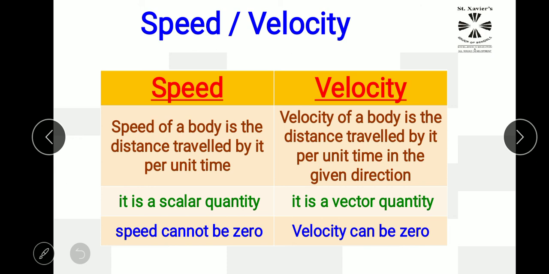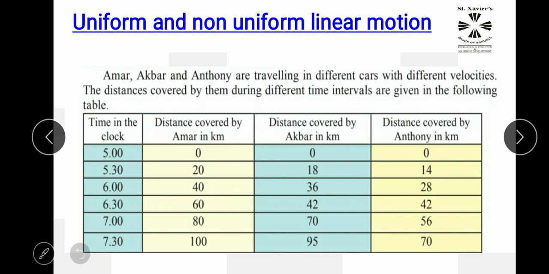Speed and velocity. Speed of a body is the distance traveled by it per unit time, whereas velocity of a body is the distance traveled by it per unit time in the given direction. Speed is a scalar quantity, velocity is a vector quantity. Speed cannot be zero. Velocity can be zero, students.